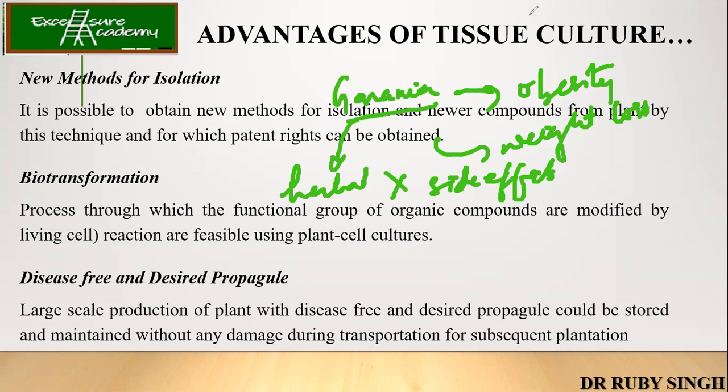So this is one application you can have. Then biotransformation. It is a process through which the functional groups of organic compounds are modified by reactions that are feasible using plant tissue culture.